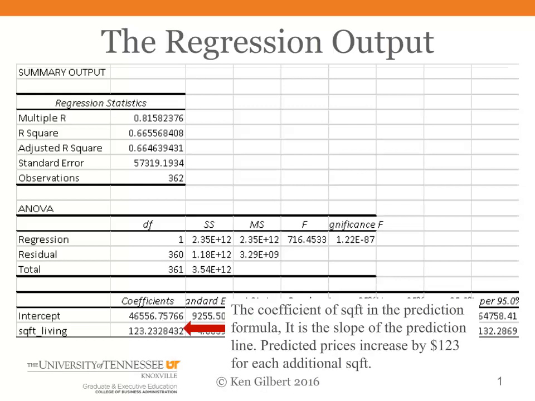And next is the coefficient for the input variable, square foot living. So that number is about $123, and that basically tells you that the predicted price increases $123 for each additional square foot.